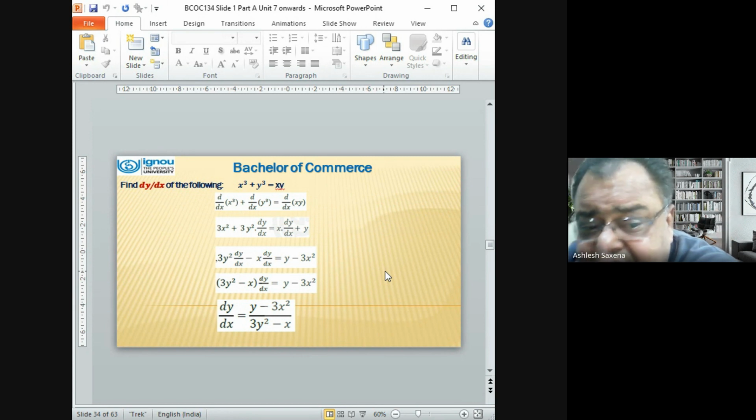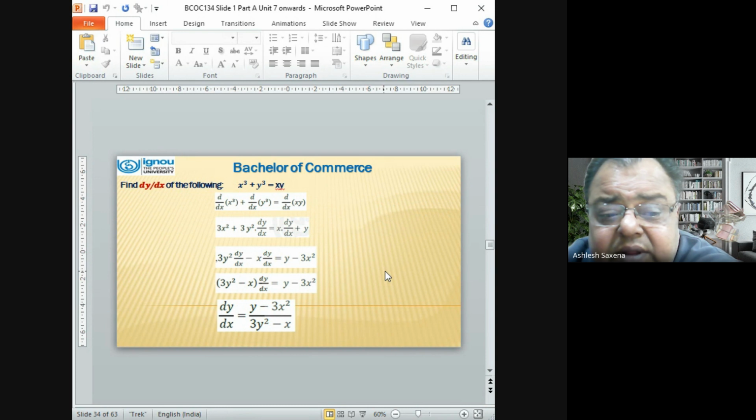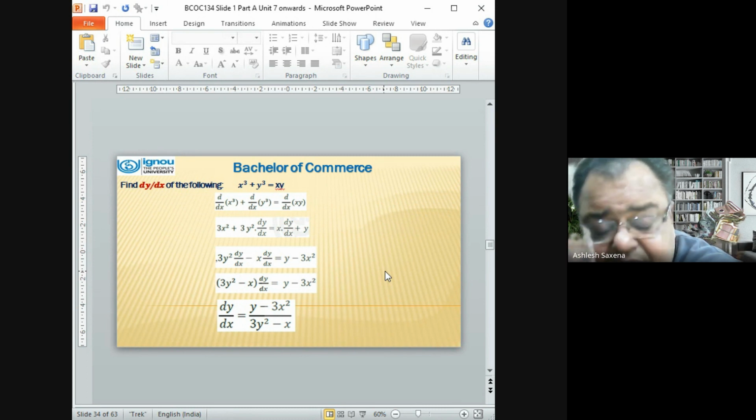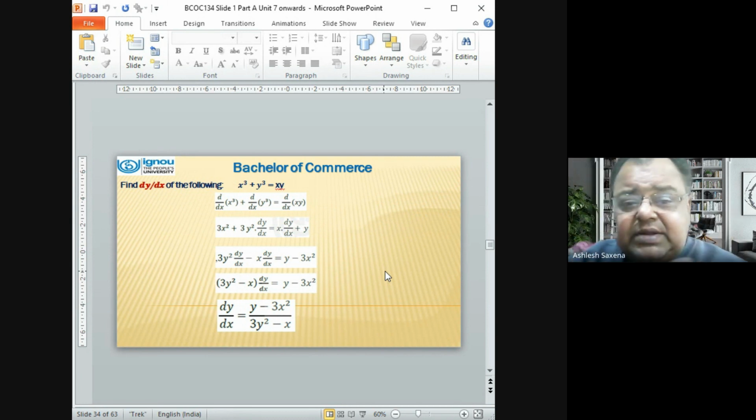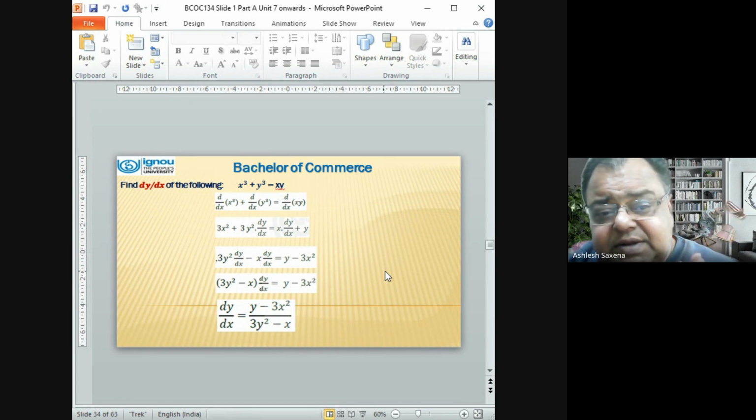You have to find dy by dx. Bring the coefficient to the denominator. Your solution will be dy by dx is equal to y minus 3x square upon 3y square minus x. This is how the derivative of an implicit function is found. An implicit function is that function in which x and y both occur together, and by any means they cannot be separated. Separated means y terms cannot be brought to one side and the x terms to the other side. So we will simply apply differentiation, and we will differentiate y as dy by dx.